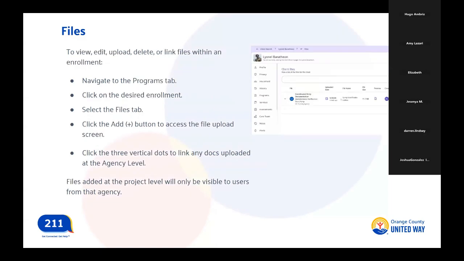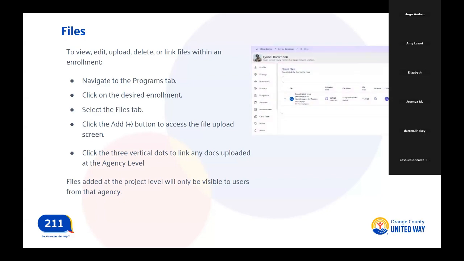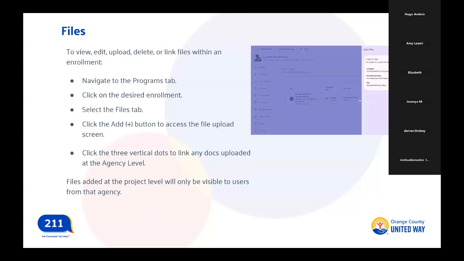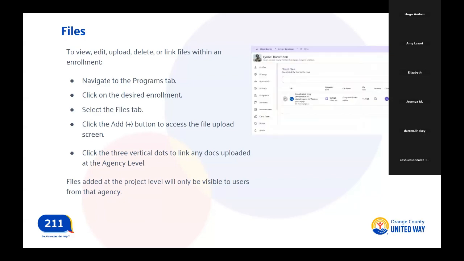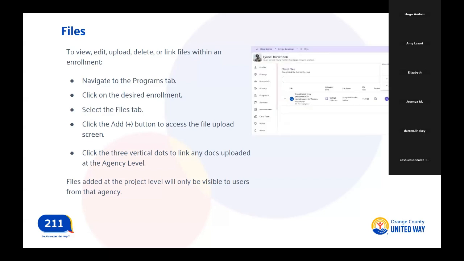Next, to view, add, or delete files under the program level, you're going to go ahead and navigate to the Programs tab again. If you want to go ahead and edit or delete those files, you're going to go back to the Programs tab, open that enrollment and find your file. You'll see the pencil icon there to edit your file if needed, or if you are an agency administrator, you should have the ability to delete it.